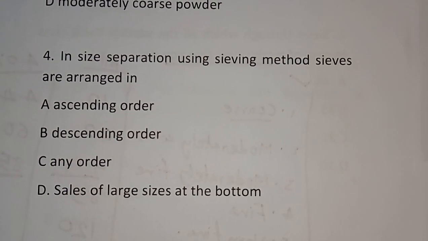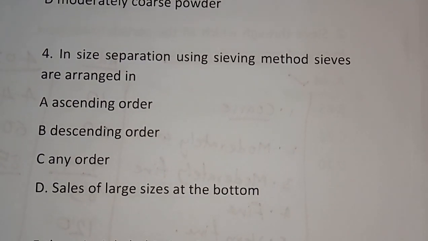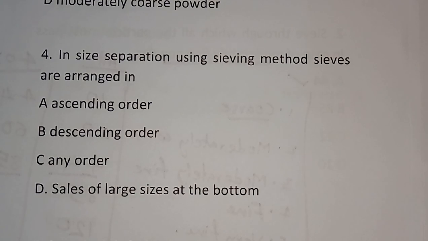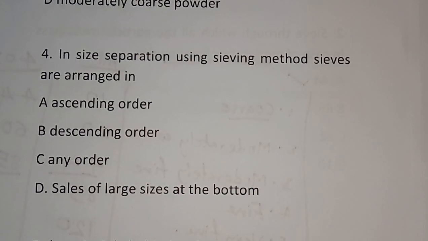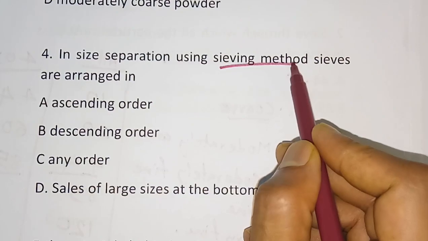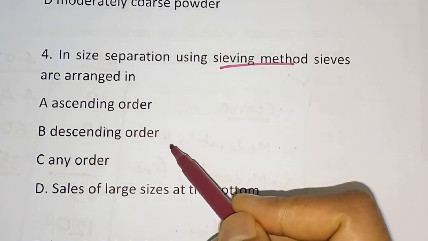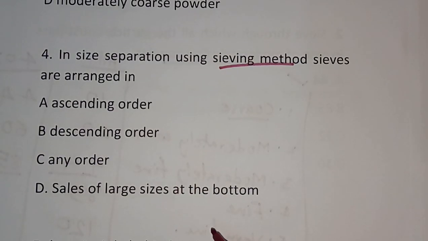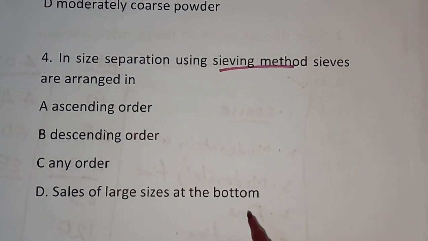Next question, question number 4. In size separation using the sieving method, there are different methods of size separation: the sieving method, the cyclone separator, the air separator, like that. This is one of the methods, the sieving method. In the sieving method, sieves are arranged in ascending order, descending order, or any order. Sieves of larger size at the bottom.